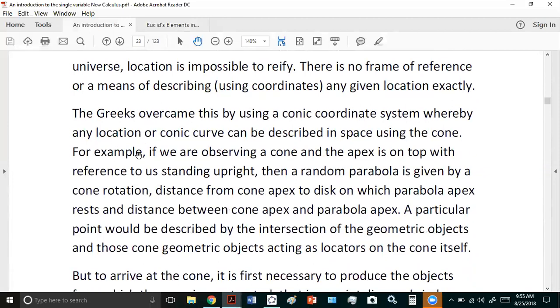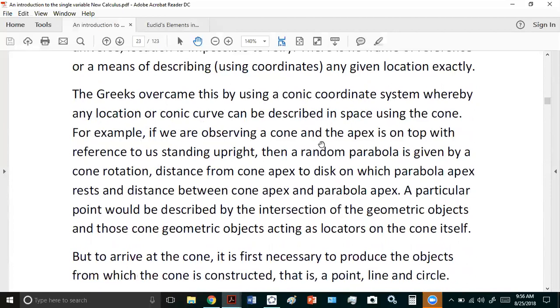Well, they used what's called a conic coordinate system, and you won't find this in any textbook before. This is knowledge I have revealed to you for the first time. Okay, you've never even heard of a conic coordinate system before you've read this, whereby any location or conic curve can be described in space using the cone.